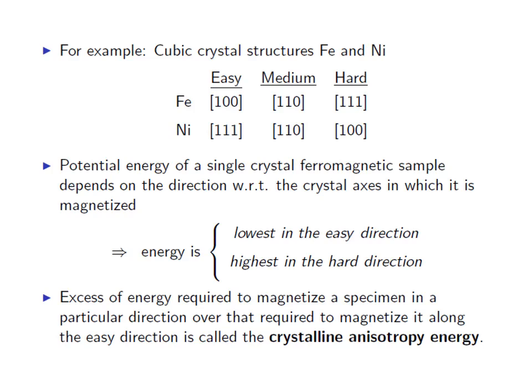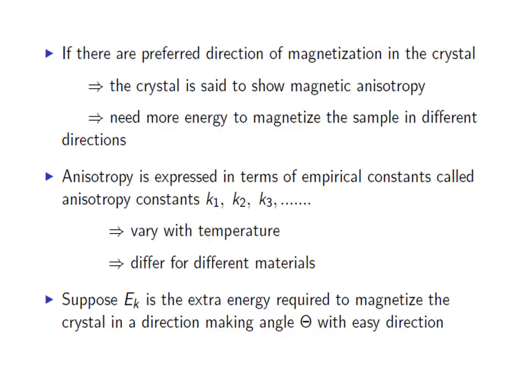The potential energy is lowest in the easy direction. The potential energy is highest in the hard direction. The excess energy required to magnetize a specimen in a particular direction over that required to magnetize it along the easy direction is called the crystalline anisotropy energy. If there are preferred directions of magnetization, the crystal is said to show magnetic anisotropy.